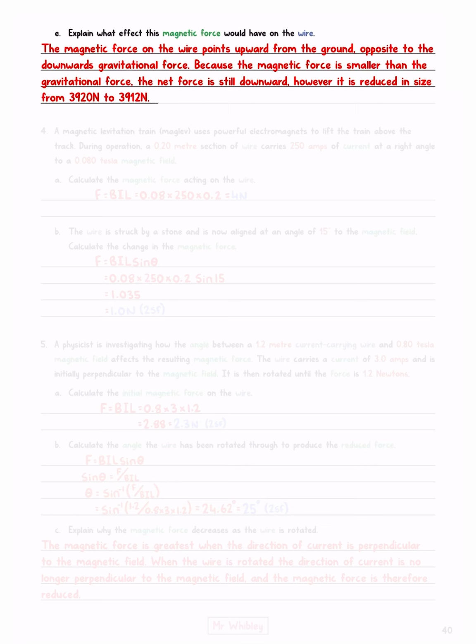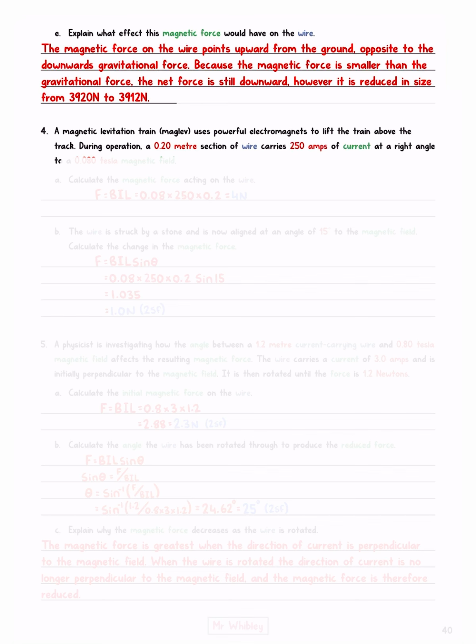3,912. Question 4. A magnetic levitation train, or maglev, uses powerful electromagnets to lift the train above the track. During operation, a 0.2 meter section of wire carries 250 amps of current at a right angle to a 0.08 Tesla magnetic field. Calculate the magnetic force acting on the wire.